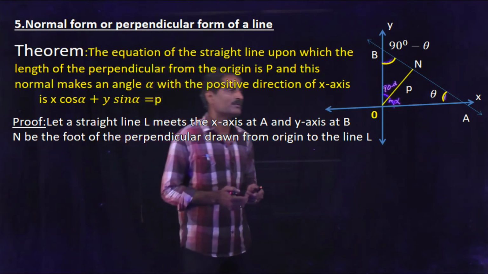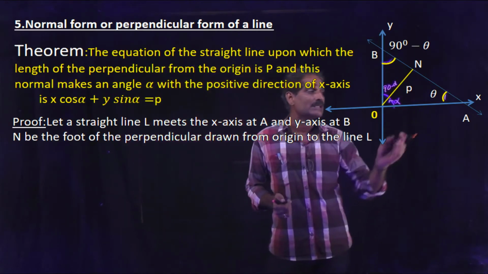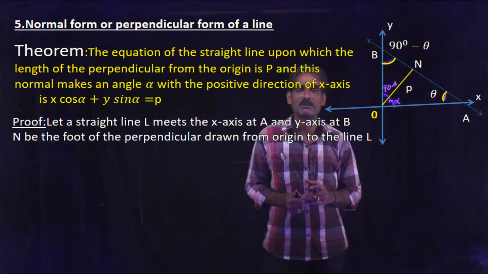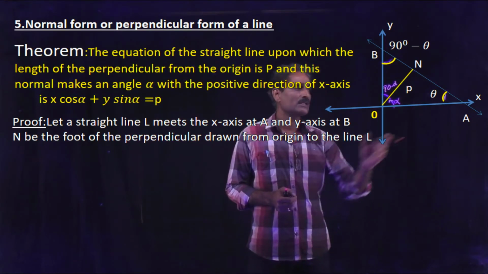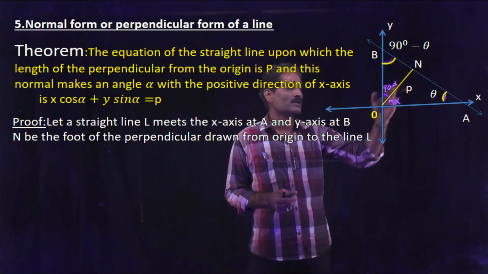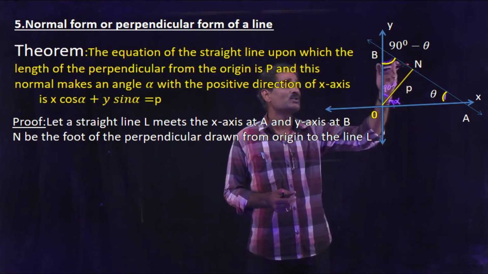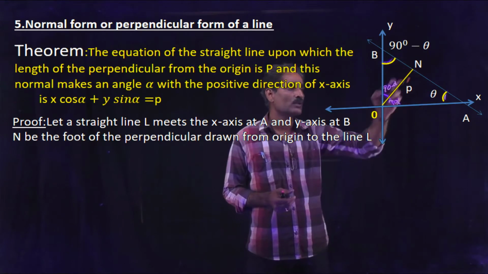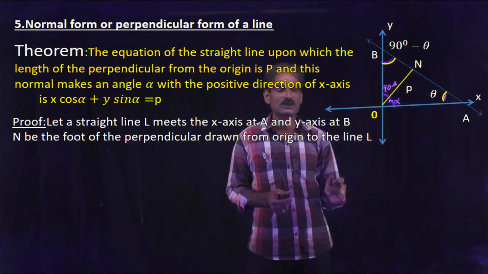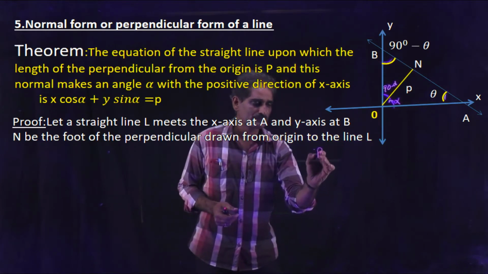Okay, now come to the figure. Here the line is intersecting the x-axis and y-axis at capital A and capital B. A and B are the intersecting points of the line on the axes, and draw the perpendicular ON from origin to the line, and given that the angle made by the normal with x-axis is alpha and this length is p. So now come to the proof.